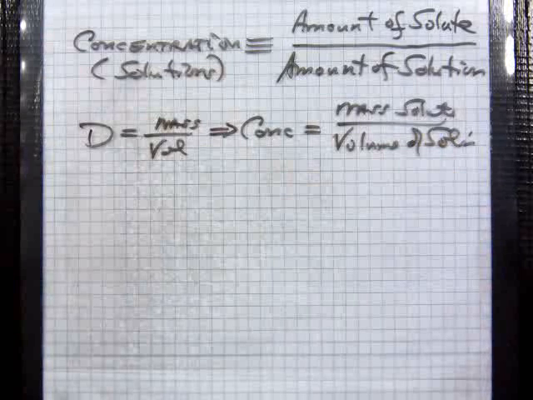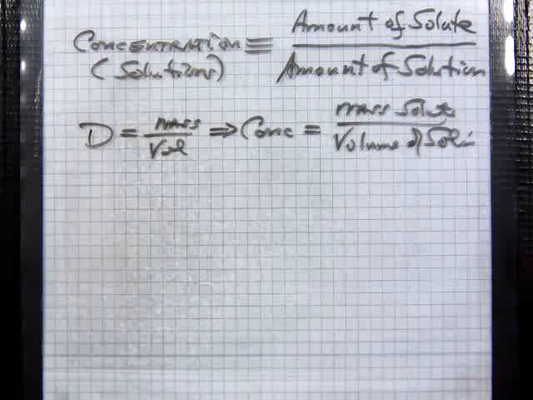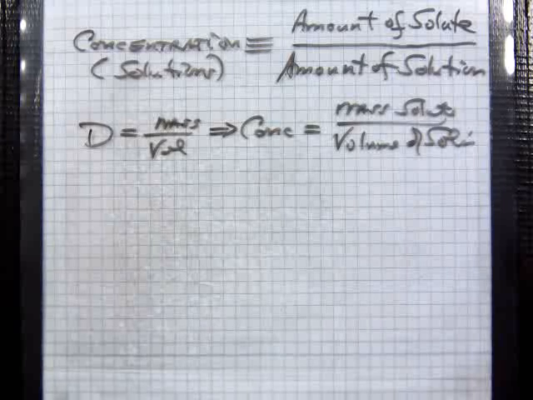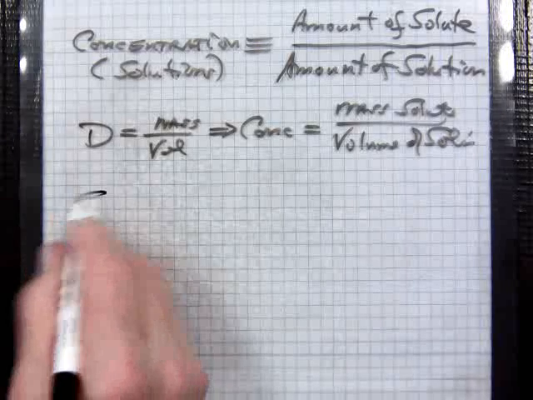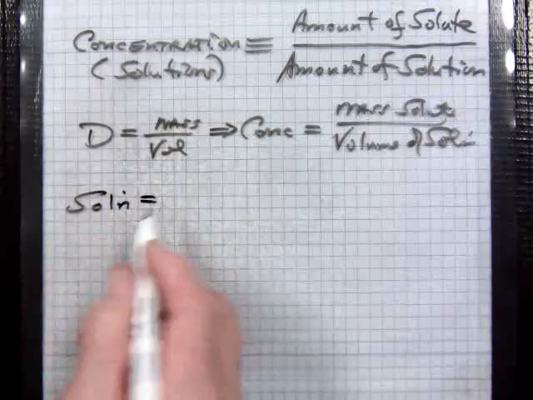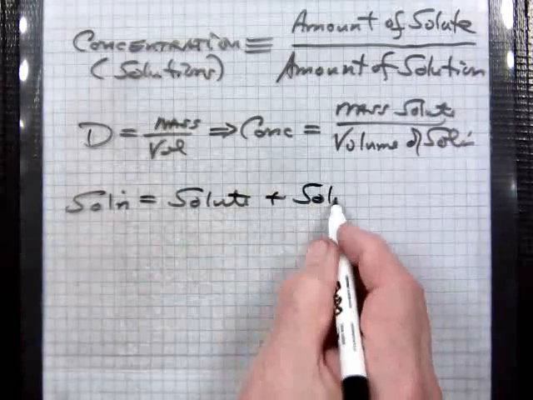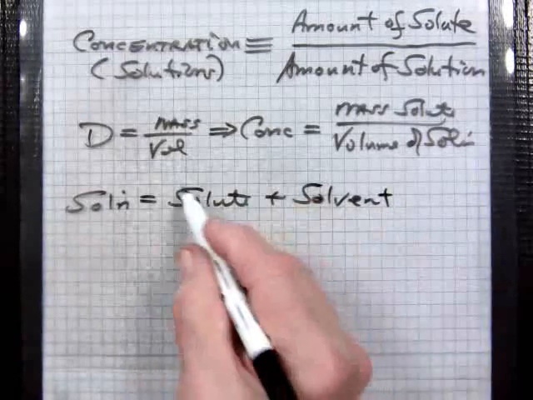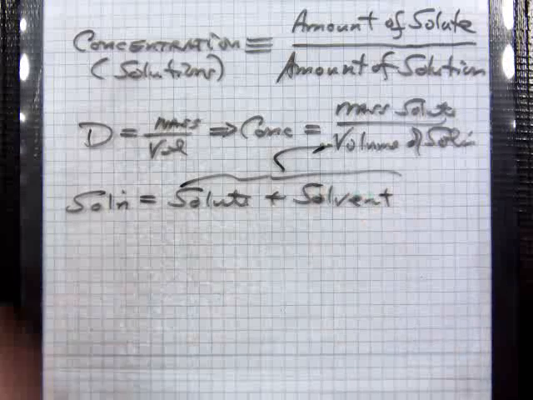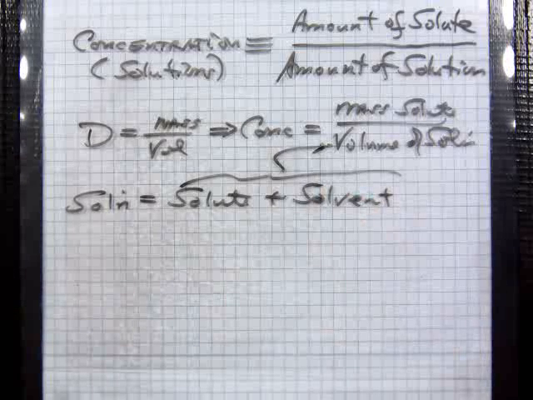You can define it this way: the solute is the component in least amount in the solution mix, and the solvent is the component in a greater amount. That is, the solution is a solute plus a solvent. So when we talk about this, both of those are contained in that denominator term.